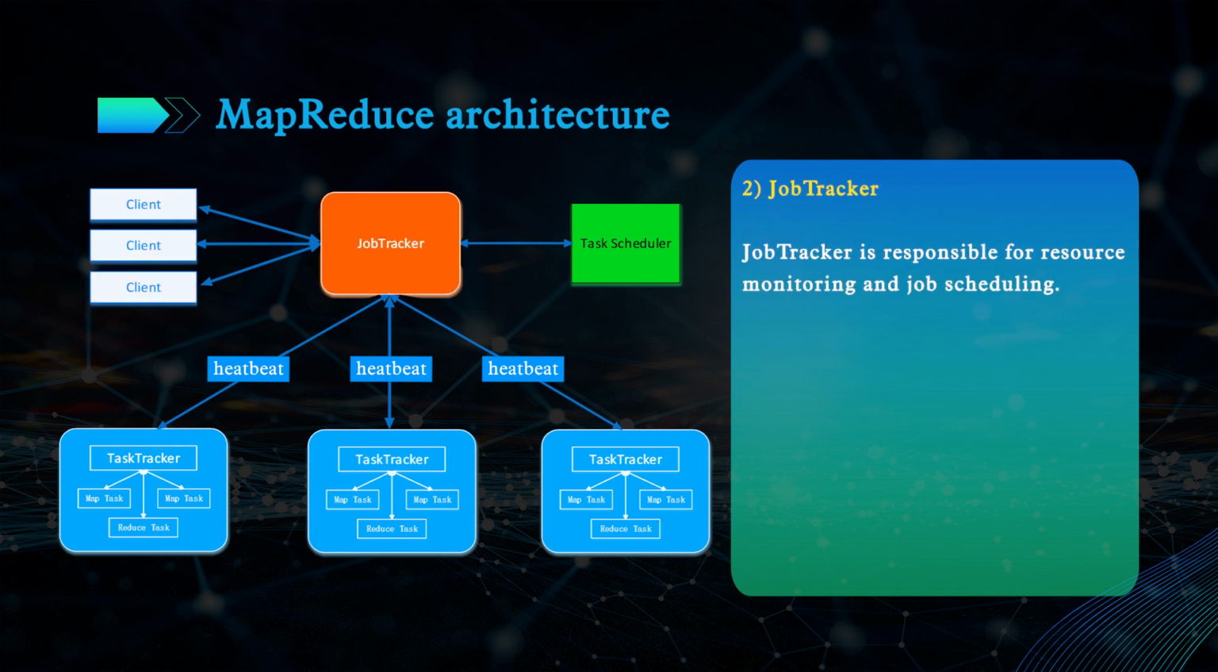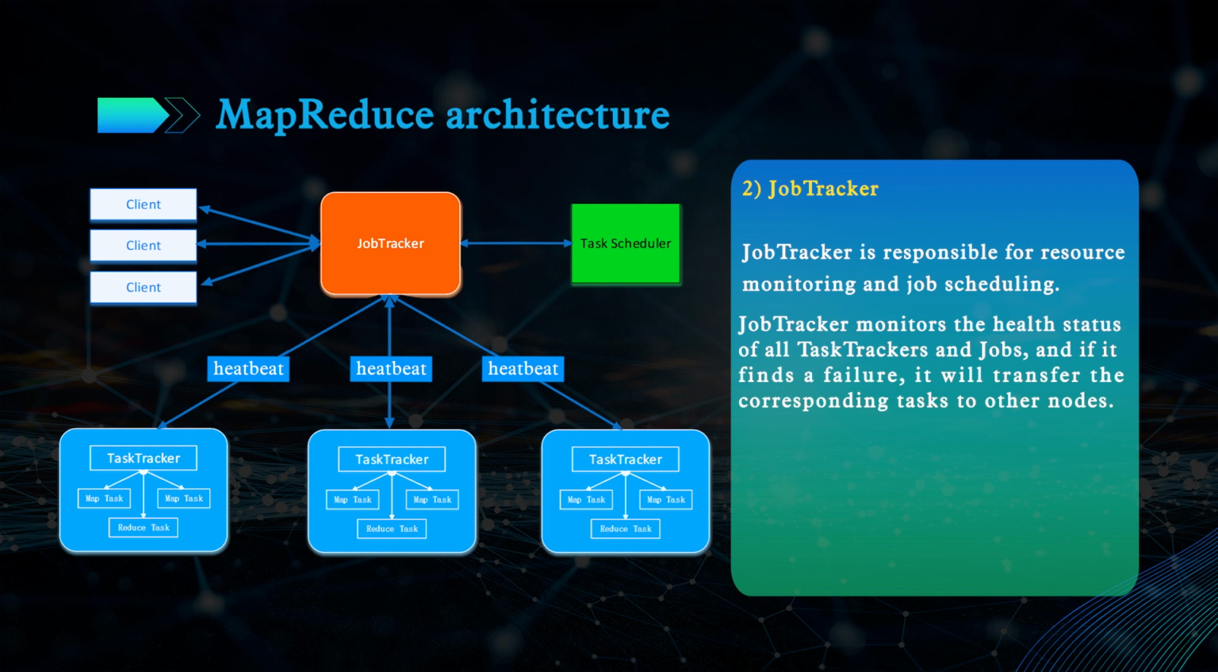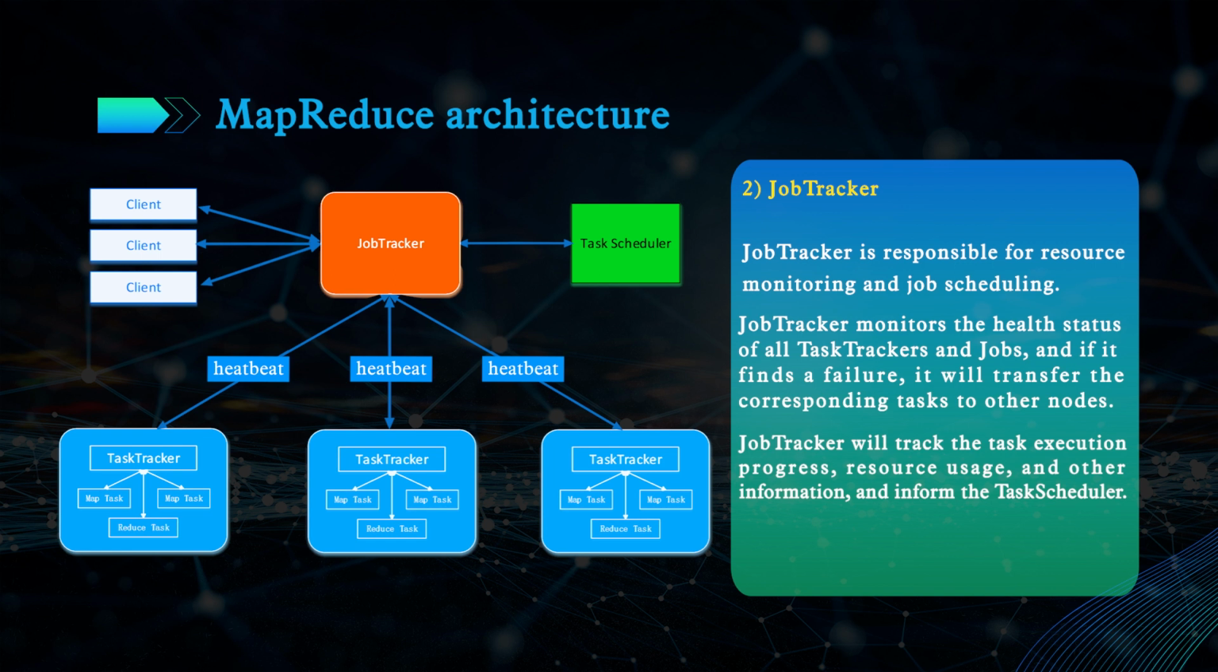Second, job tracker. Job tracker is responsible for resource monitoring and job scheduling. Job tracker monitors the health status of all task trackers and jobs, and if it finds a failure, it will transfer the corresponding task to other nodes. Job tracker will track the task execution progress, resource usage, and other information, and inform the task scheduler, and the scheduler will select the appropriate task to use this resource when resources become free.